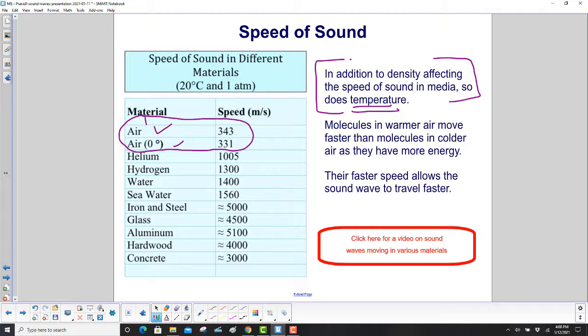And just look at some of these speeds, right? Here's gas, pretty slow, 343 meters per second, which is about 700 miles per hour. That's the speed of sound in air. And as you get denser, the speed increases. And then finally, when you get to the solids here, iron and steel, 5,000 meters per second. Aluminum, 5,100 meters per second.